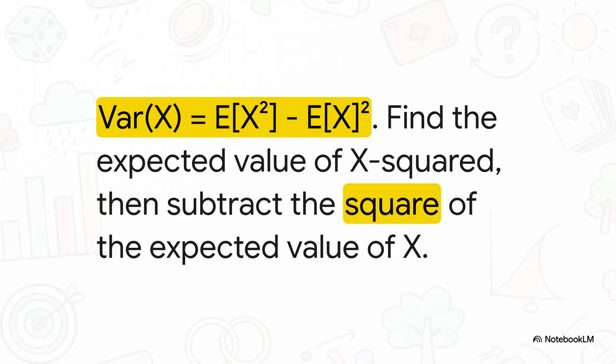Now, the math to calculate this wobble looks a little strange at first, but it's really quite clever. We do two things. First, we find the expectation of the outcomes squared. So you square every possible outcome before finding their weighted average. Then, you take the regular expected value we already found, our center, and you square that. The difference between those two numbers is the variance. It's a neat mathematical trick that precisely measures the average spread.